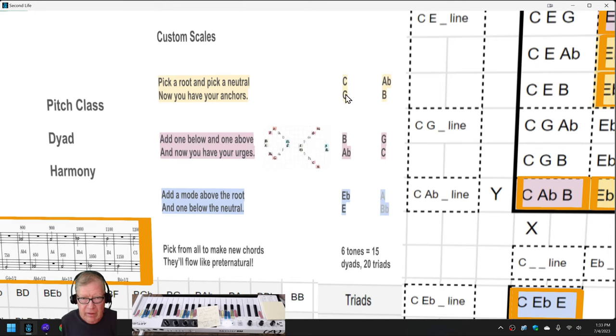where C and G are the root and neutral. This is a very traditional approach. The B and the A flat are the urges. Again, very traditional. And the E flat and the E are the modes. So it's almost the same as a do, re, mi scale, except we cut out the other four notes.